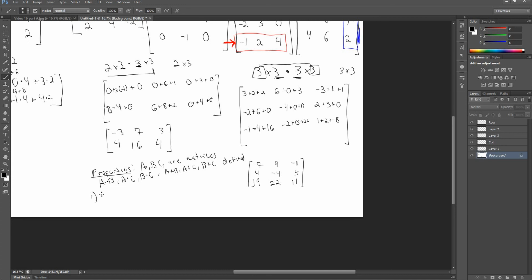So our first property for multiplication is the associative. So A times B, all times C is the same as A times B times C first. Then we would have distributive. So here we'll have A times B plus C is equal to AB plus AC.